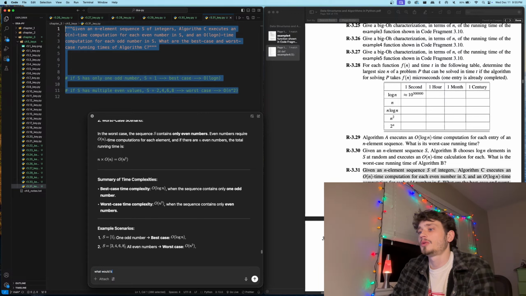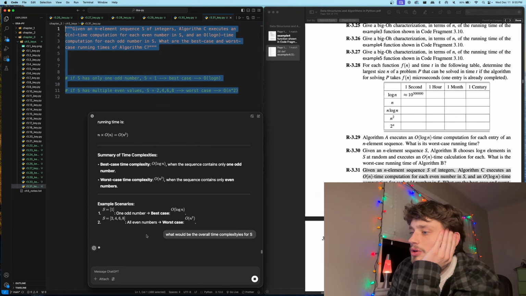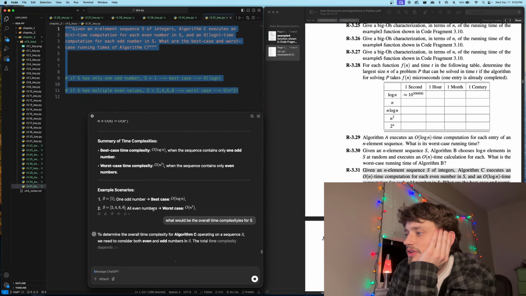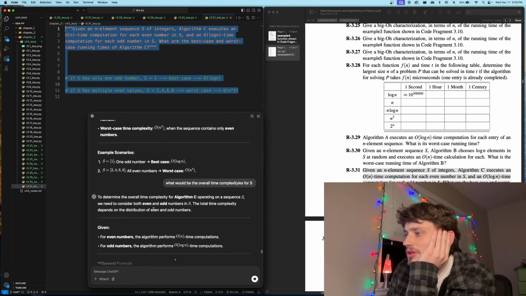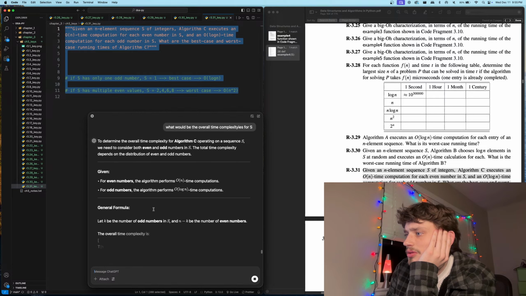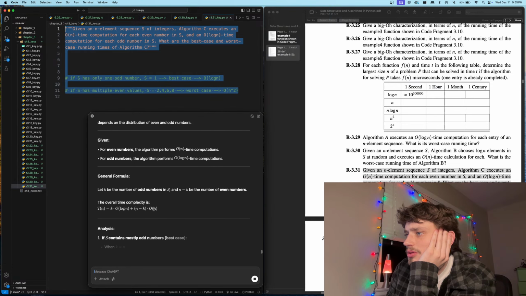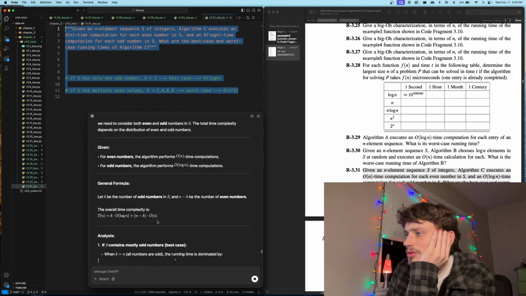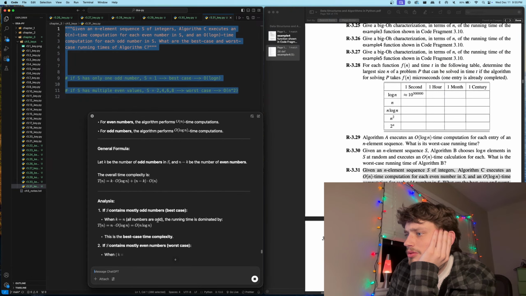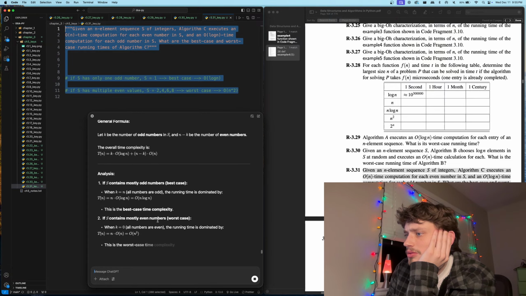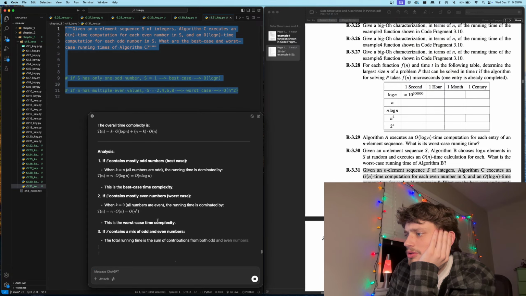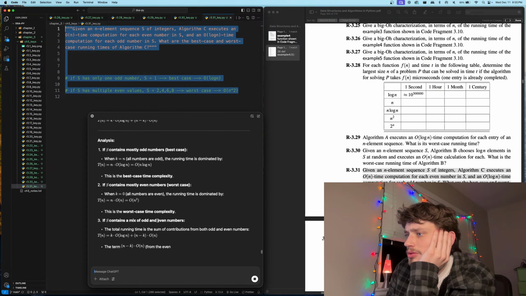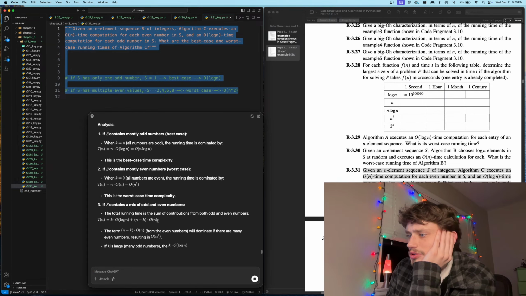So what would be the overall time complexity for S? Determine the overall time complexity for operating algorithm C. K equals 0. What is it? It's doing a bunch of stuff here.